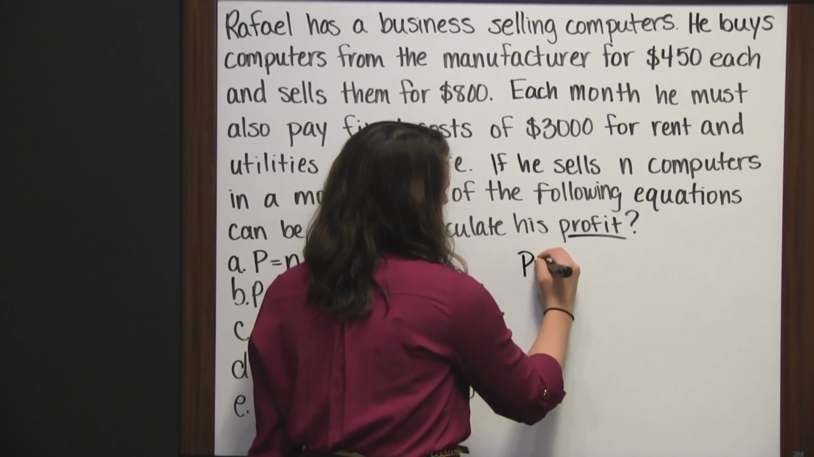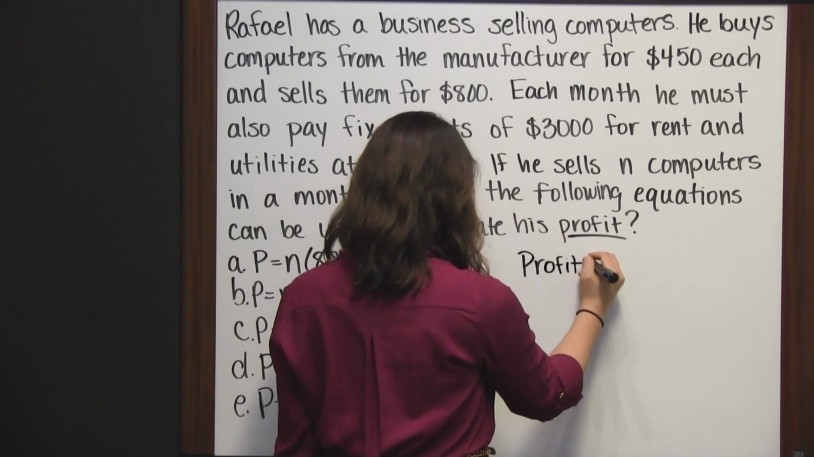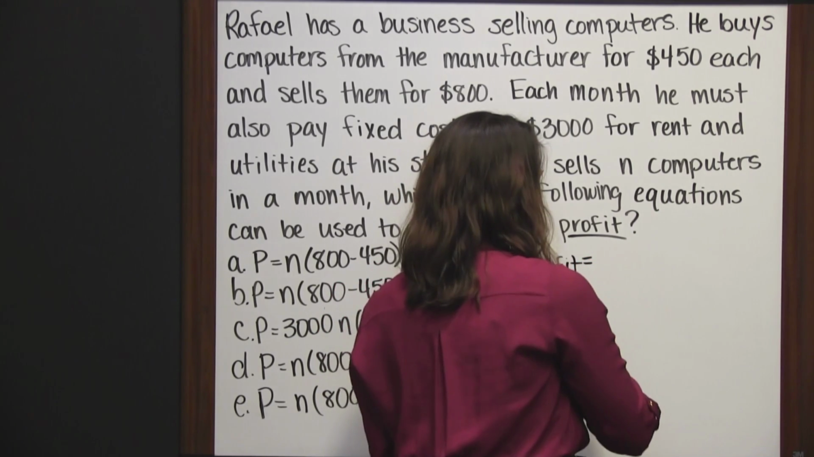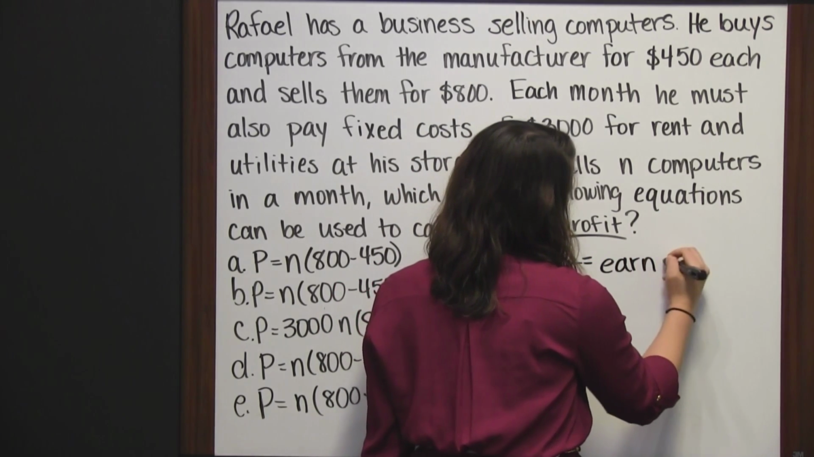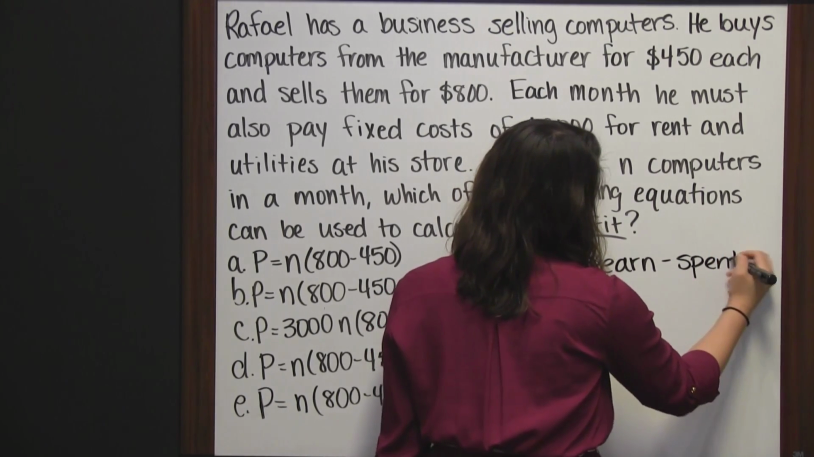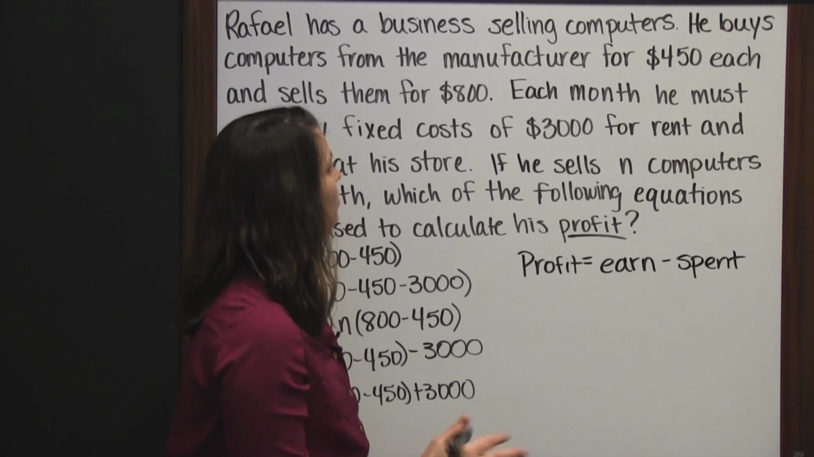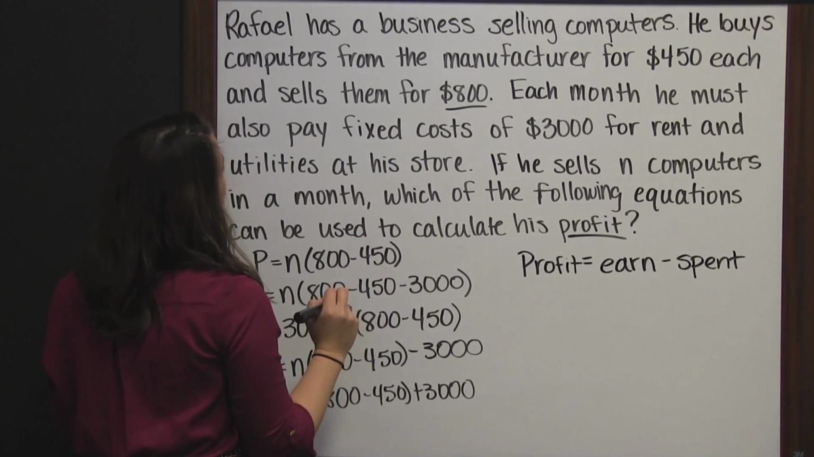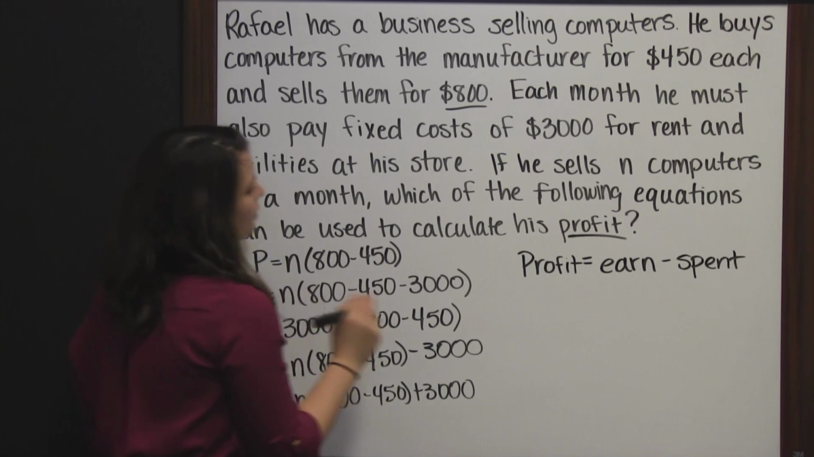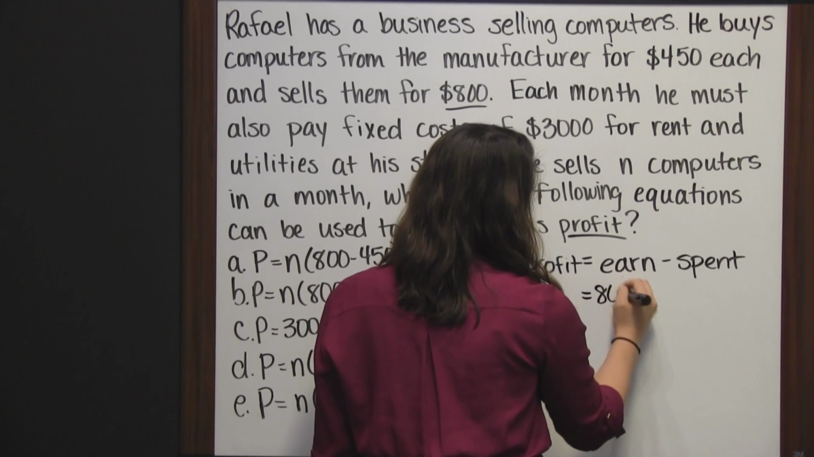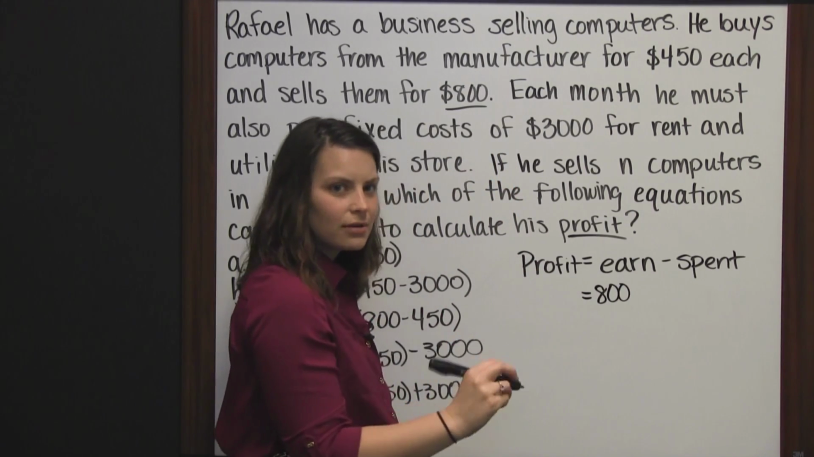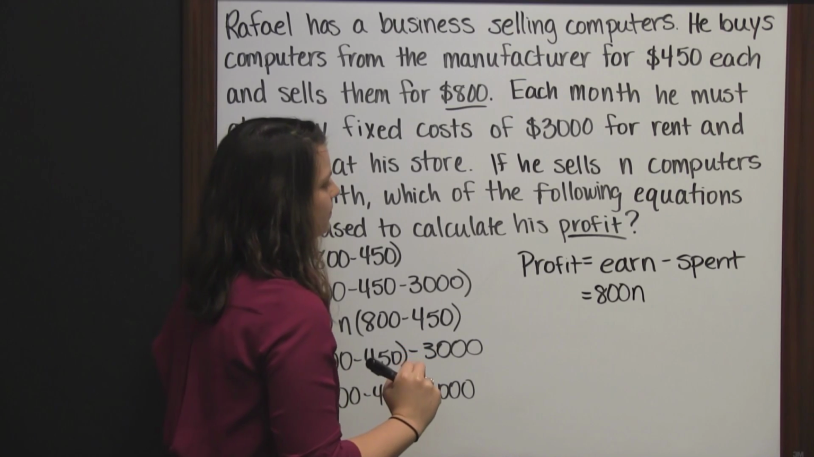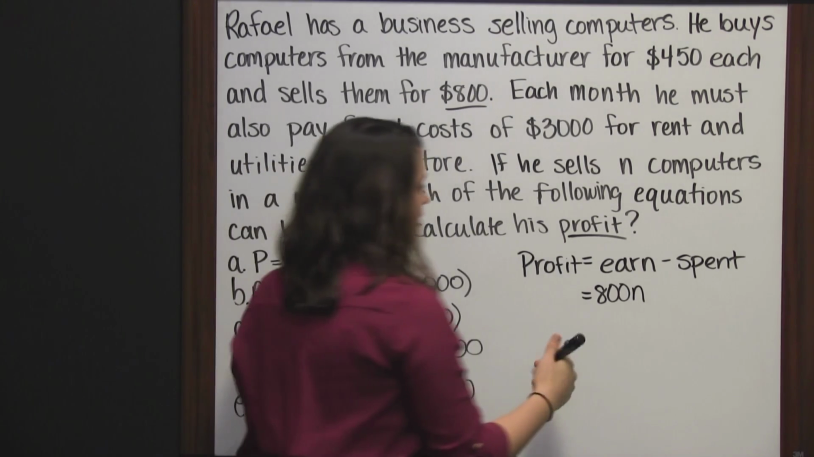Profit is found by subtracting the money you spend from the money you earn. So we know that he earns $800 for each computer that he sells. That's money he earns, $800 for each computer, which means to multiply times the number of computers he sells. And that's all the money he makes. So everything else is money he spends.